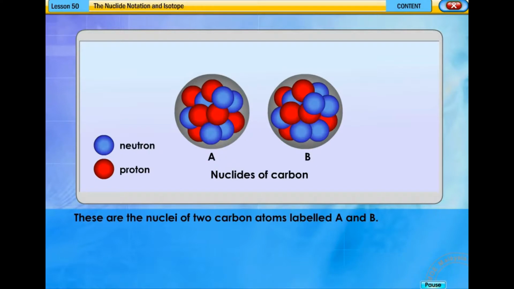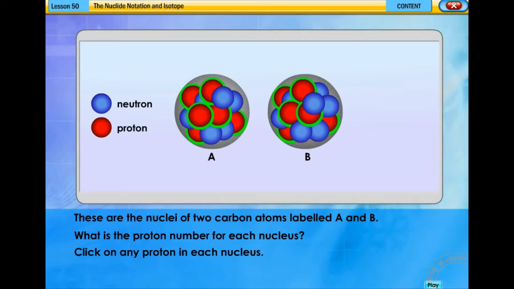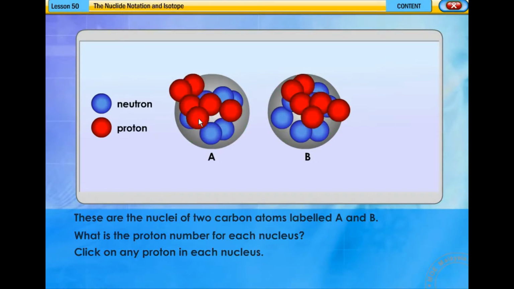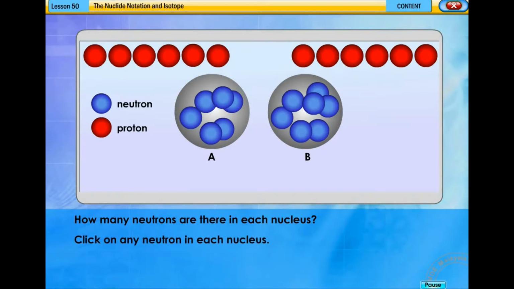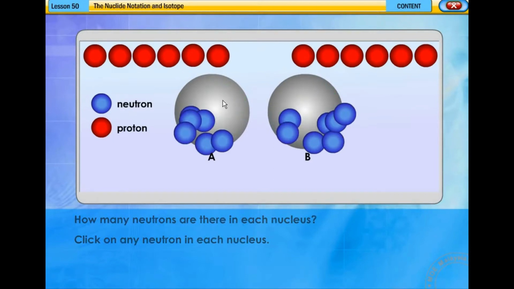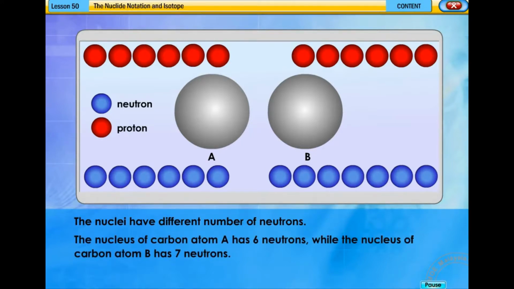These are the nuclei of 2 carbon atoms labeled A and B. What is the proton number for each nucleus? Click on any proton in each nucleus. Both nuclei have the same proton number Z, which is 6. How many neutrons are there in each nucleus? Click on any neutron in each nucleus. The nuclei have a different number of neutrons. The nucleus of carbon atom A has 6 neutrons, while the nucleus of carbon atom B has 7.